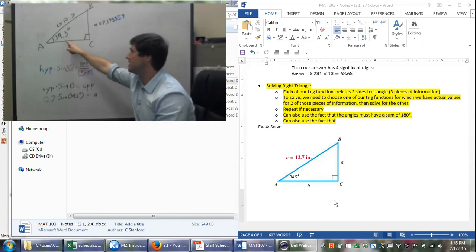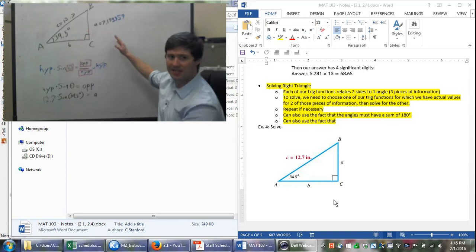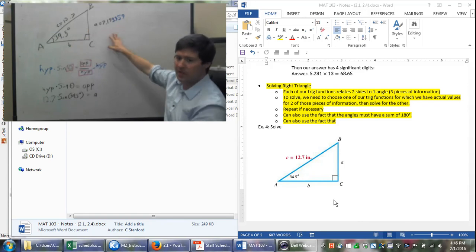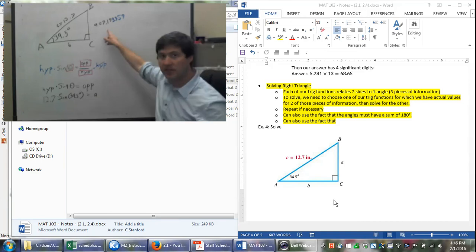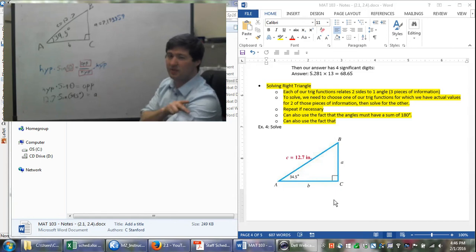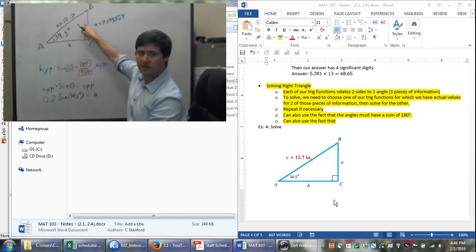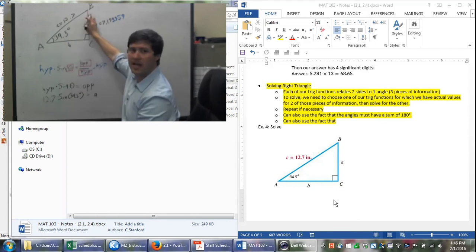Or again, I could have entered in the 12.7 first, and then times my sine of 34.5 degrees. In that case, it will actually work if I don't close the parentheses, but I always do it anyway. There's no reason not to. So I type that in and enter. I get 7.19. Okay, so we got A is equal to 7.19.